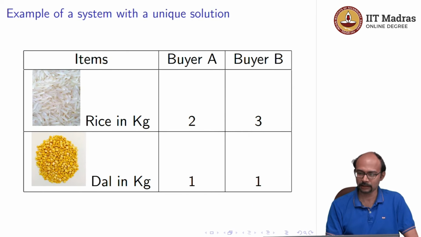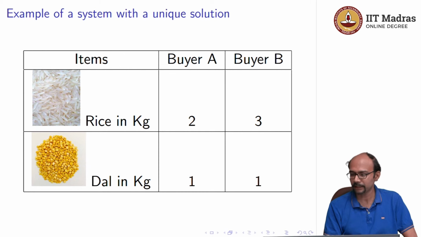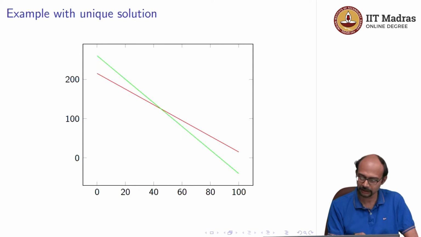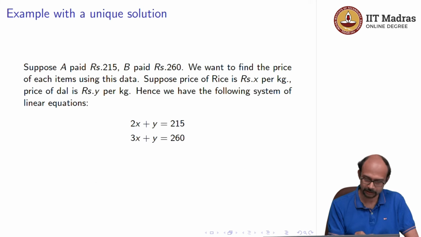Finally, let's do the last example where you have a unique solution. In this case, buyer A buys 2 kgs of rice and 1 kg of dal, and buyer B buys 3 kgs of rice and 1 kg of dal, and buyer A pays 215 rupees, buyer B pays 260 rupees. Let's write down the equations. So it's 2x plus y is 215, 3x plus y is 260. I'll encourage you to solve that system. The point here is you have two lines: 2x plus y is 215 and 3x plus y is 260.